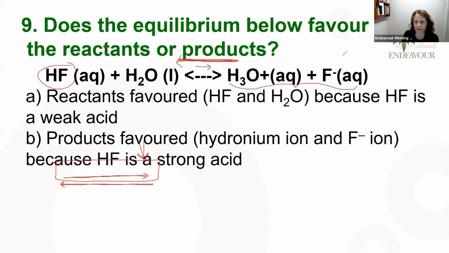These products might only occur about 15% of the time. That means that 85% of the compounds in solution will be the hydrofluoric acid and the water. So that means that this side is favoured because there's going to be a lot more of the reactants present. That's the reverse reaction that is favoured, because the hydronium ion and the fluoride ion are going to want to react together to form the HF, which is a much more stable product. So you're all happy for now?